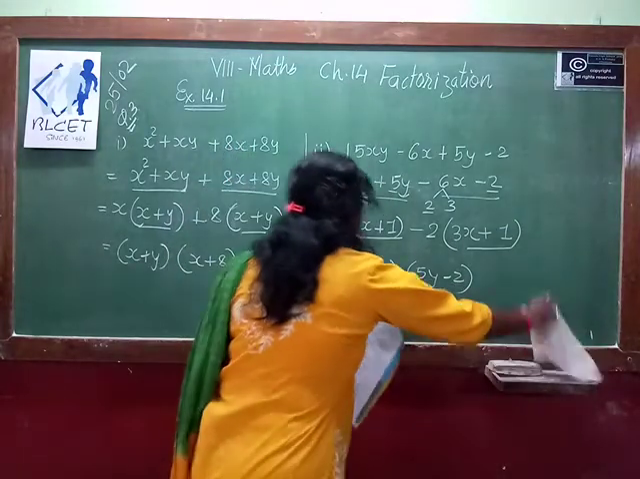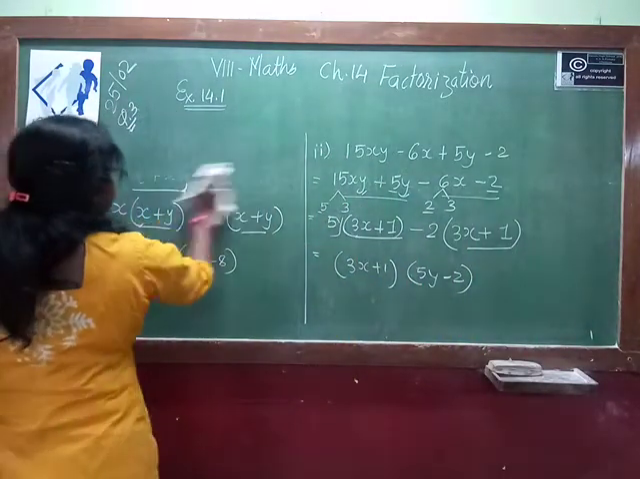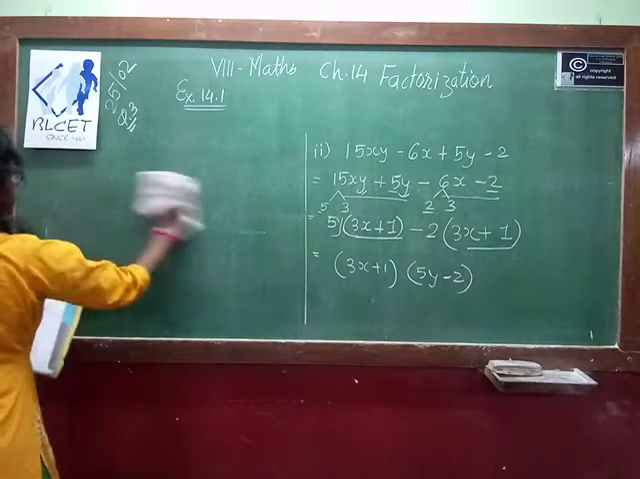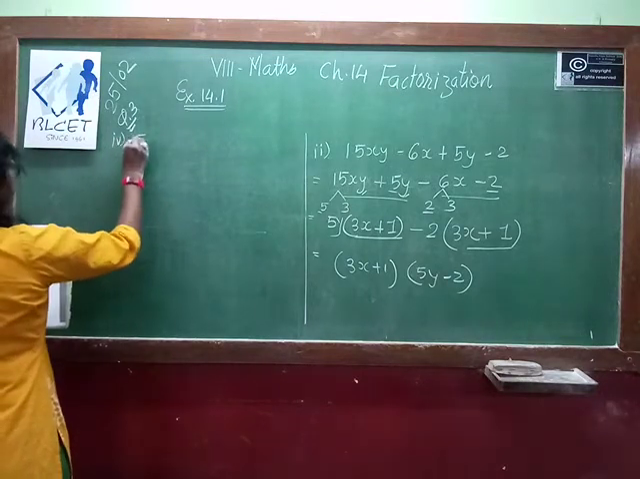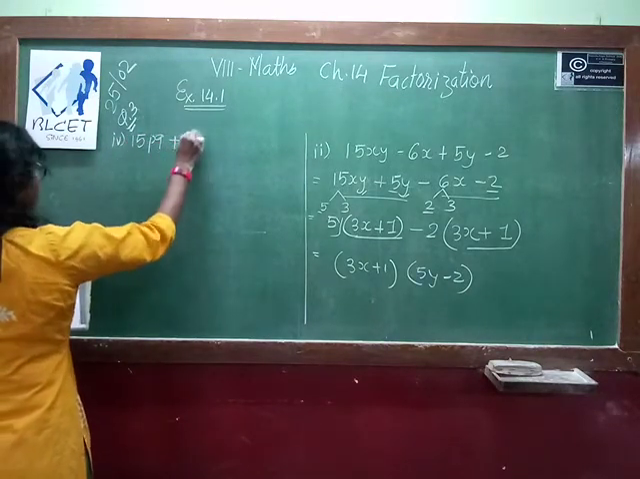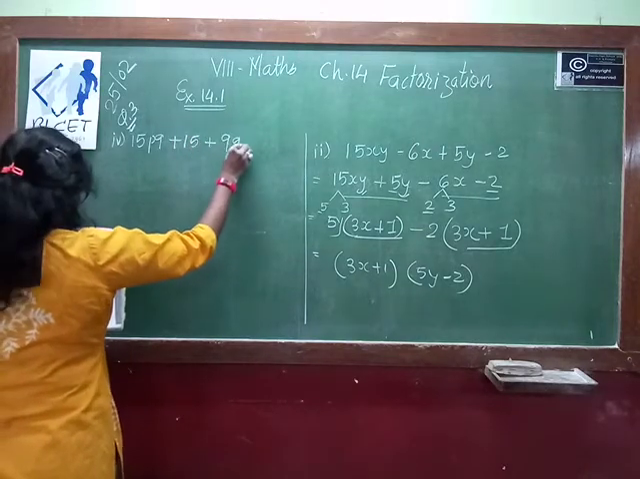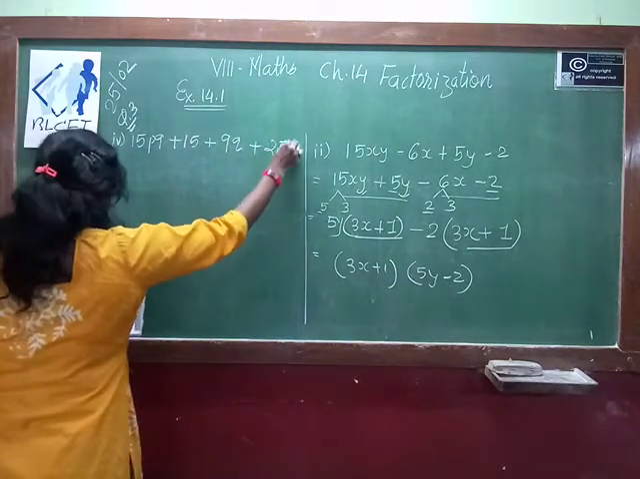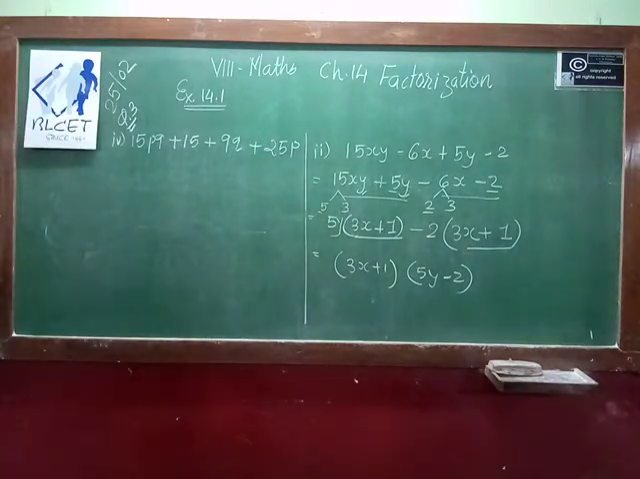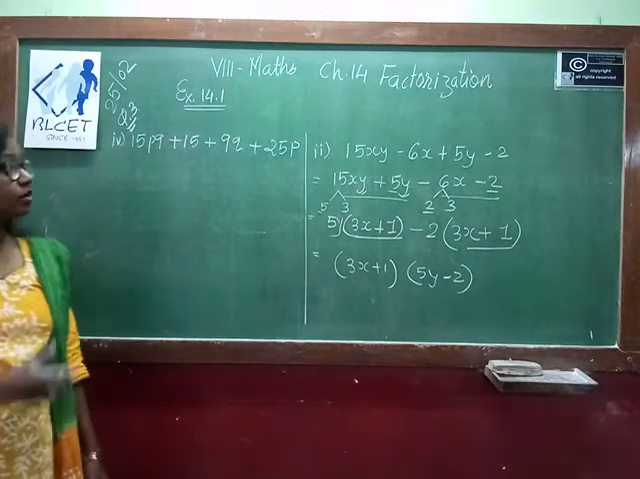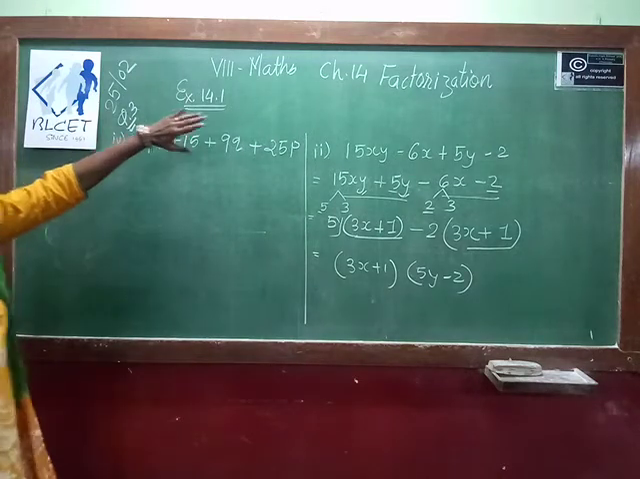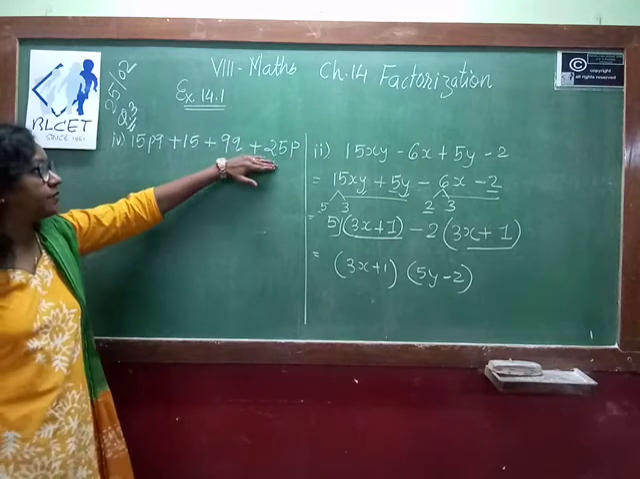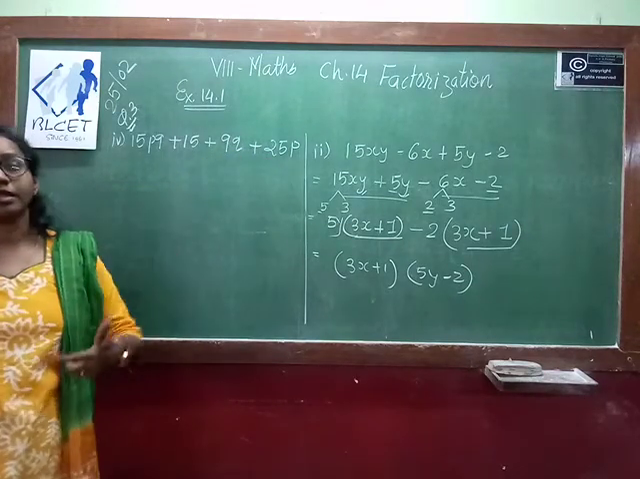Okay. Let's see how to solve the fourth question. The question is 15PQ plus 15 plus 9Q plus 25P. According to our method, maximum terms we have to take out as a common. But suppose you take these two terms as one group and these two terms as another group, you can see here from 9Q plus 25P nothing is common.